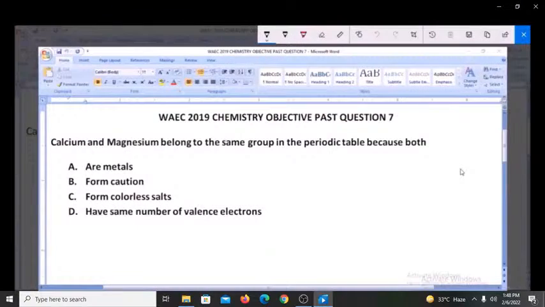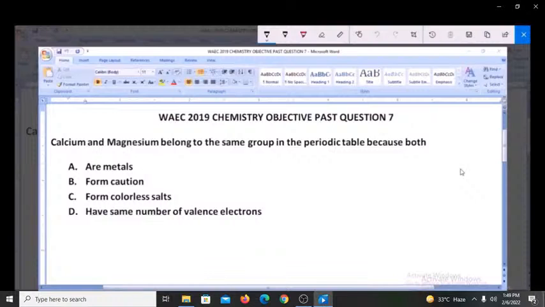I'm going to be answering WAEC 2019 chemistry objective past questions, and this is question number 7. The question is, calcium and magnesium belong to the same group in the periodic table because both: A, are metals; B, form cations; C, form colorless salts; D, have same number of valence electrons.